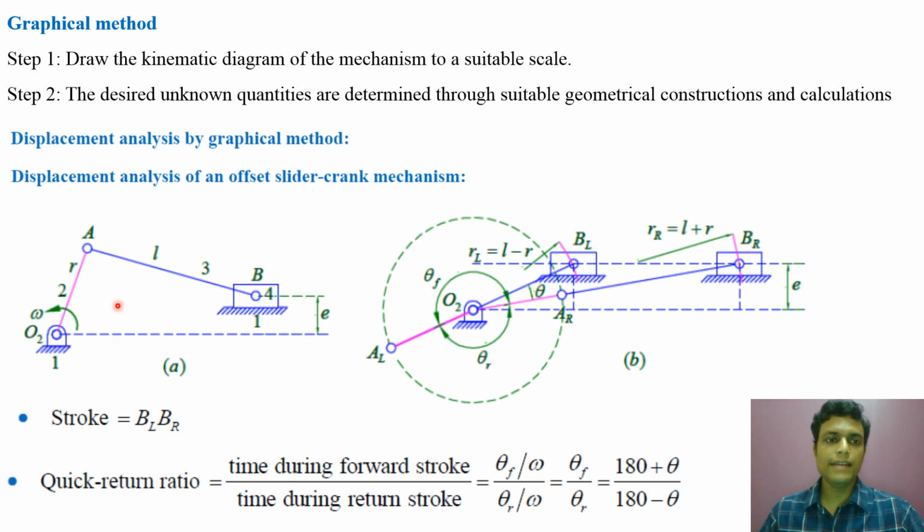So this is the end of displacement analysis of an offset slider crank mechanism. Now let us come to the displacement analysis of a quick return mechanism. As we all know, a quick return mechanism is used in a shaping machine.